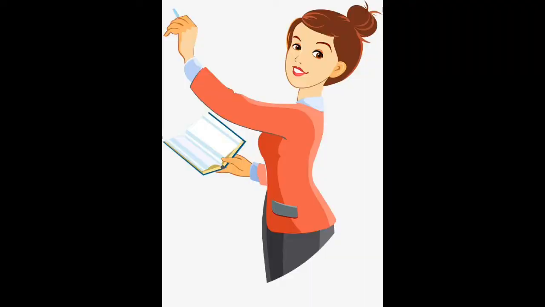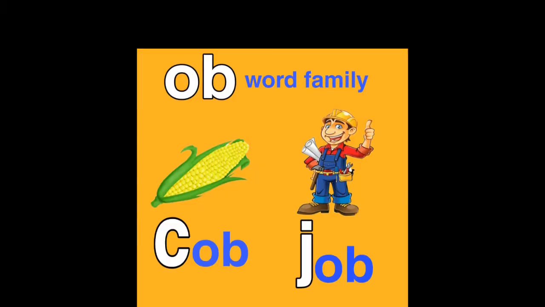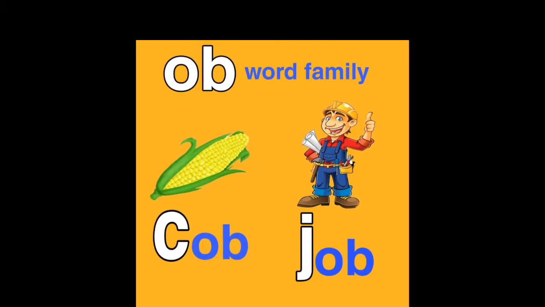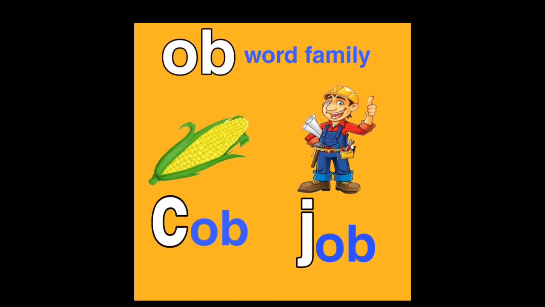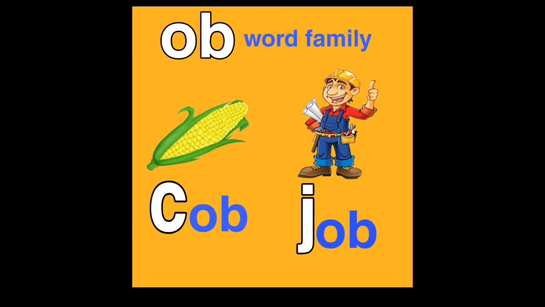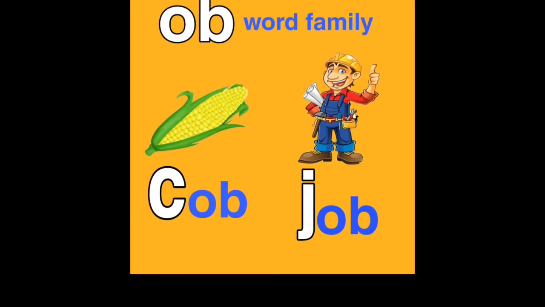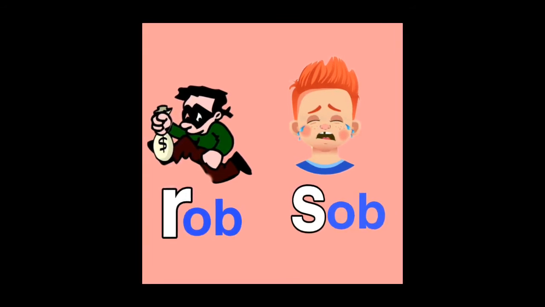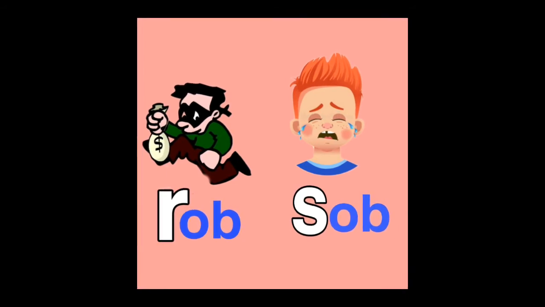Let's begin the class for today, continuing the word family. Now let's see what the ob word family has. K, ob, cob. J, ob, job. R, ob, rob. S, ob, sob.